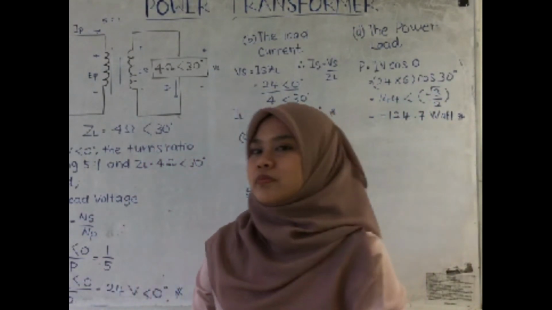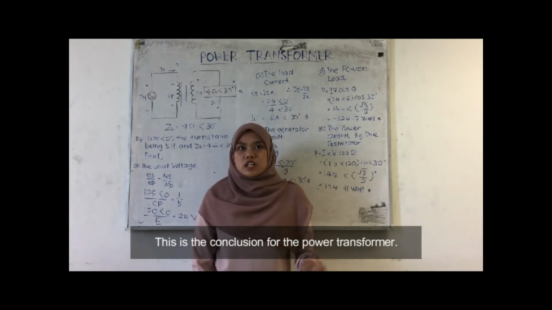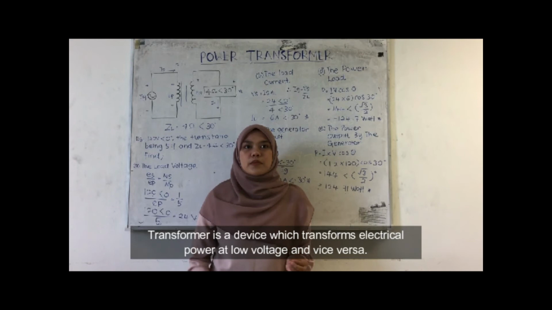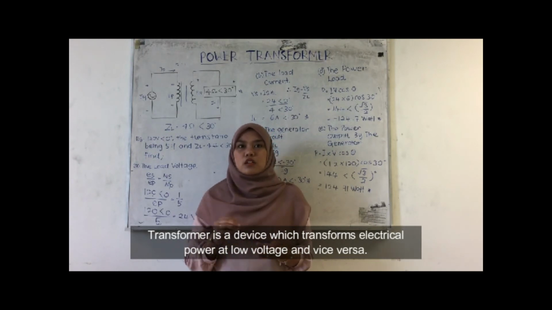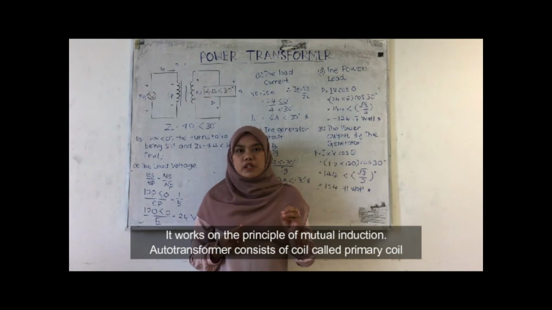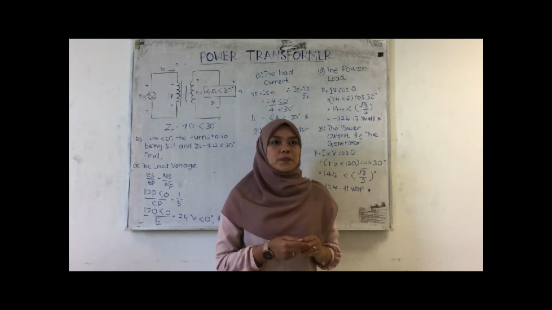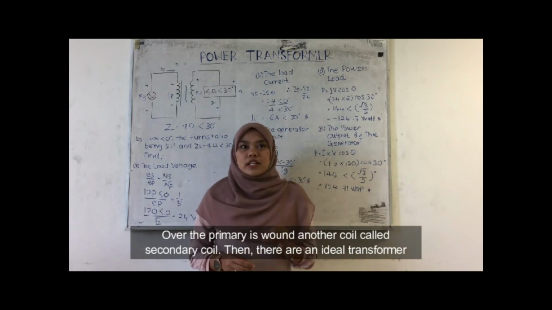Thank you. This is the conclusion for the power transformer. A transformer is a device which transforms electrical power from high voltage to low voltage and vice versa. It works on the principle of mutual induction. An autotransformer consists of a coil called primary coil, which is wound on a laminated soft iron core. Over the primary is wound another coil called secondary coil.